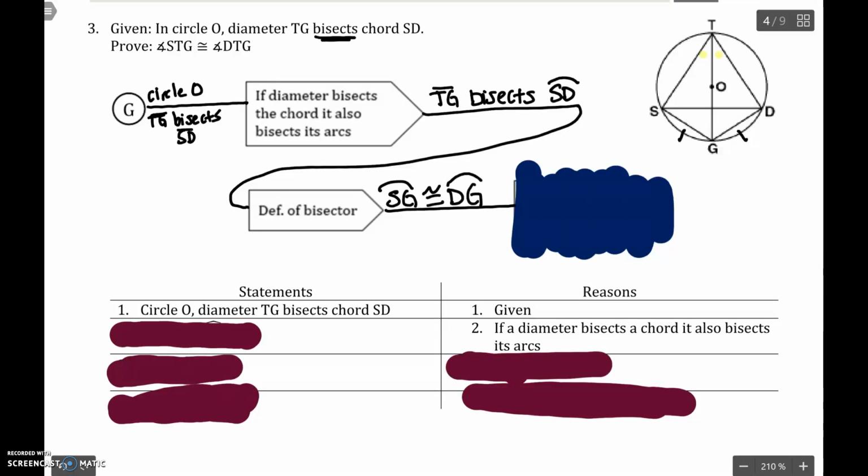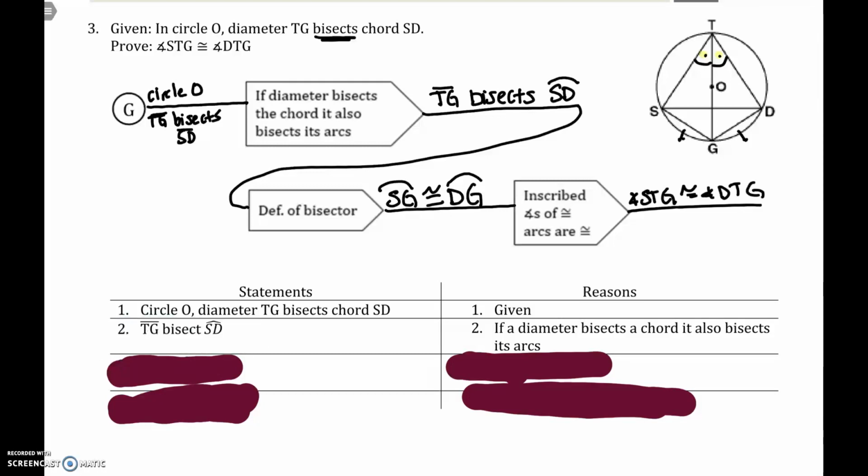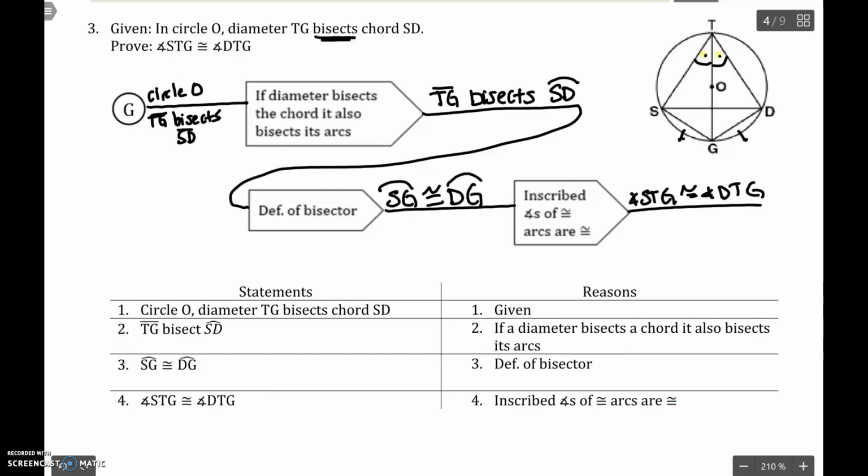DG. And then these angles here are inscribed angles to those two arcs, this one to arc SG and this one to arc GD, so inscribed angles of congruent arcs are congruent, and I would get my proof. And the same thing down here. If a diameter bisects the chord, it also bisects the arc, so it bisects arc SD, and by the definition of bisector, I'd get two congruent arcs, and then my inscribed angles would be congruent.